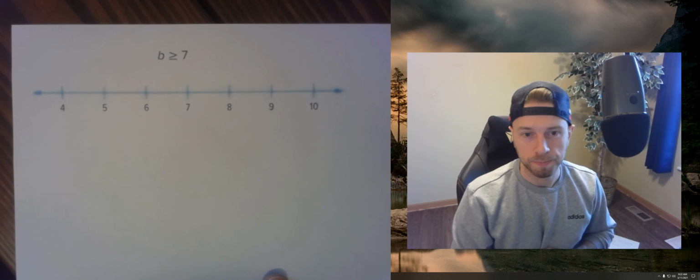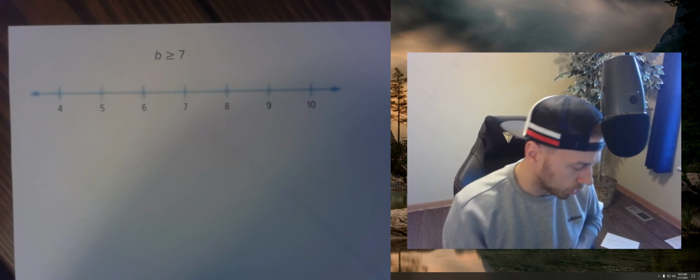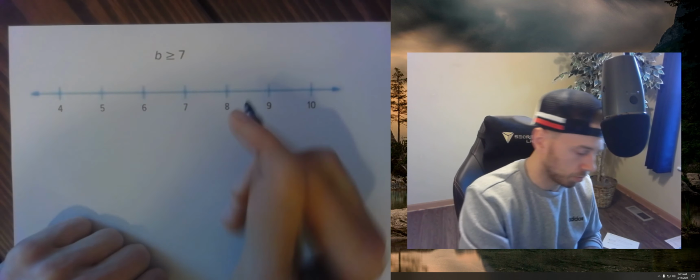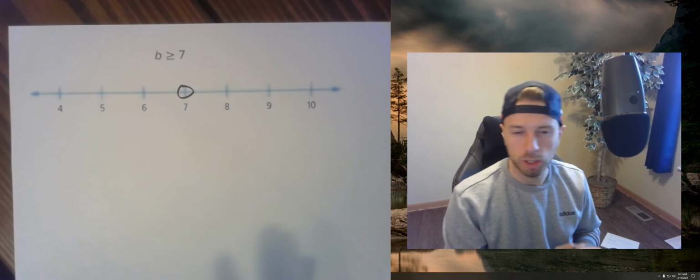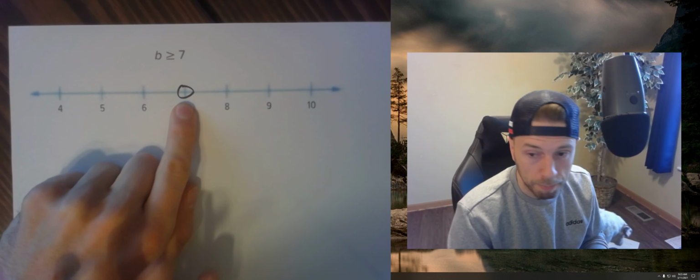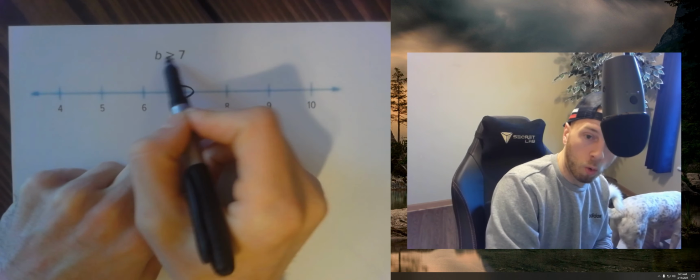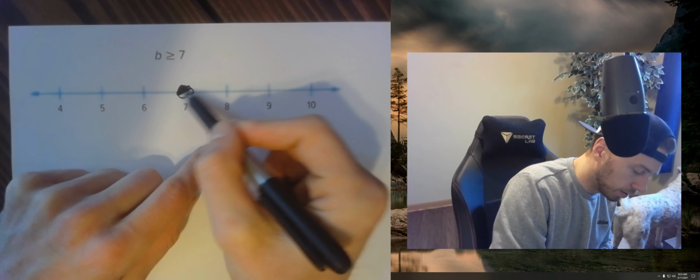This one here says that B is greater than or equal to 7. So I know we're going to be working from 7. I'm going to put a circle on 7. Now the question is, do I fill in that circle or do I leave it empty? Well, can B be equal to 7? It sure can, because it's greater than or equal to 7. So we fill that circle in.